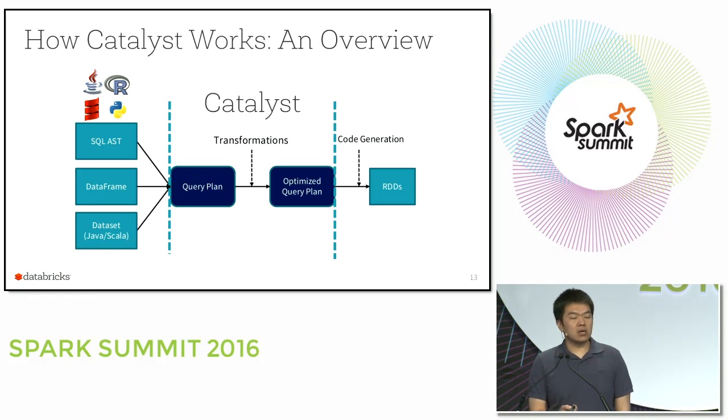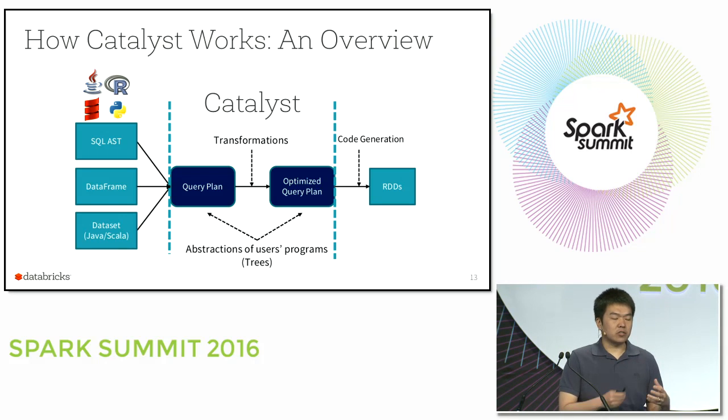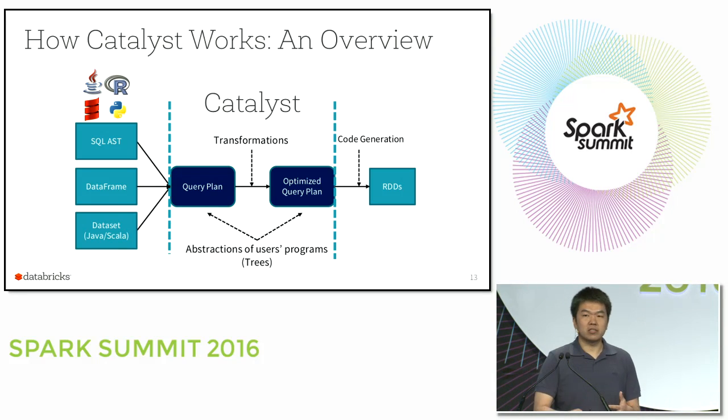At its core, Catalyst defines an abstraction of users' programs as trees, and transformations from one tree to another tree. Now let me introduce these two concepts to help you understand how Catalyst works.